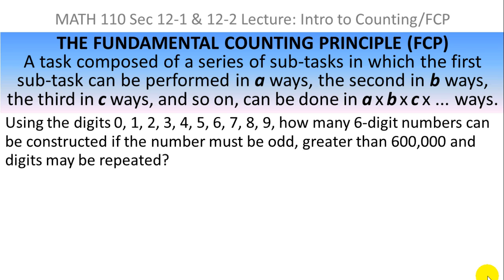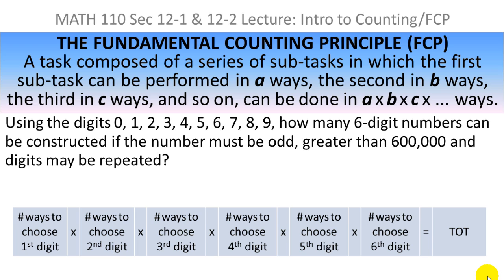Another problem. Using the digits 0, 1, 2, 3, 4, 5, 6, 7, 8, 9, just as before, how many 6-digit numbers can be constructed? Same sort of problem, but there are different conditions. This time the number must be odd, it must be greater than 600,000, and the digits may be repeated. So it's still a 6-digit number, so you're going to have the same setup as in the previous problem. You're going to have each subtask being choosing a digit, and there's 6 of them, so it'll be a product of 6 subtasks.